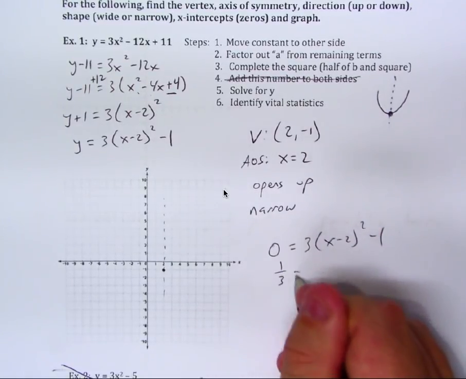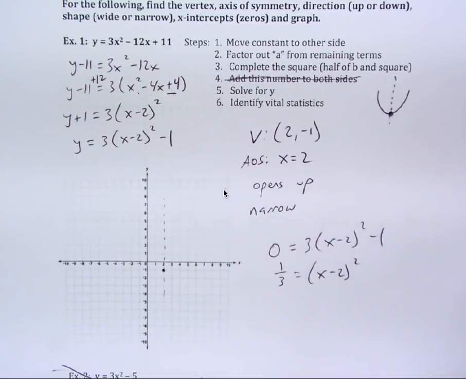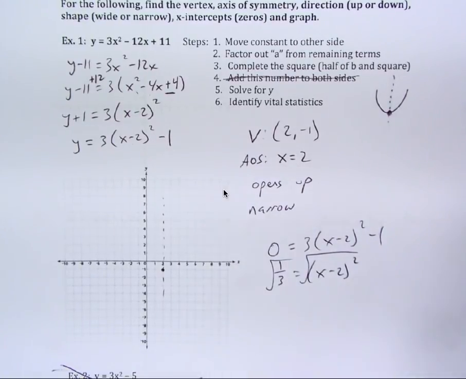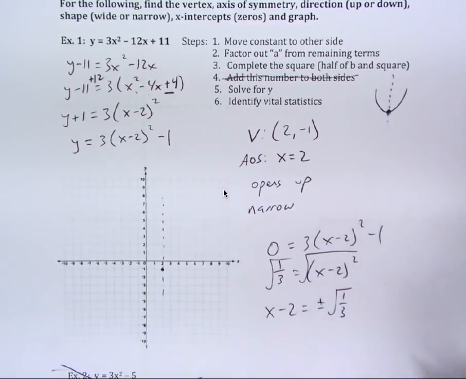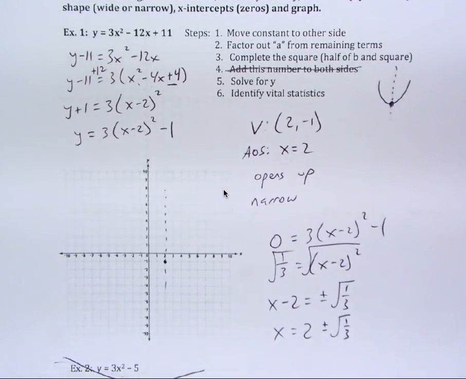So 1/3 equals (x minus 2) squared. Added 1, divided by 3. Now you can square root both sides. So x minus 2 equals plus or minus the square root of 1/3. And then add 2. Those are the exact x-intercepts.